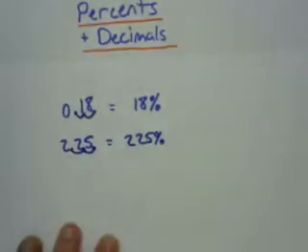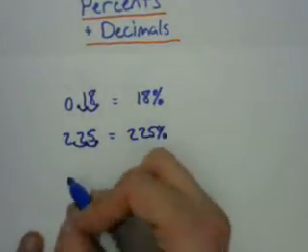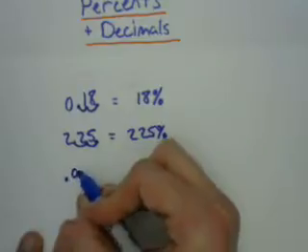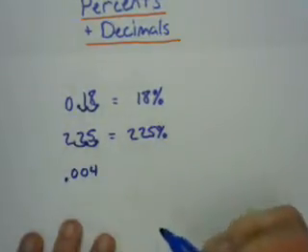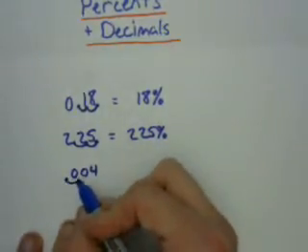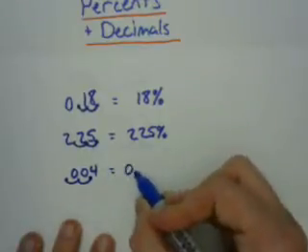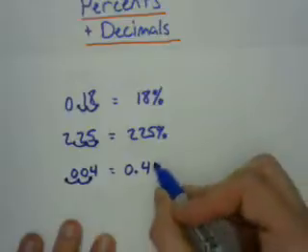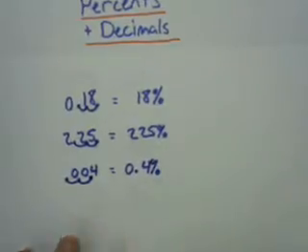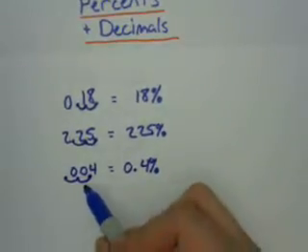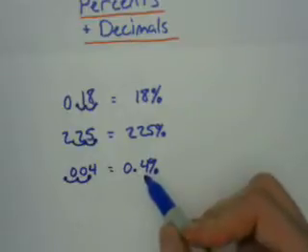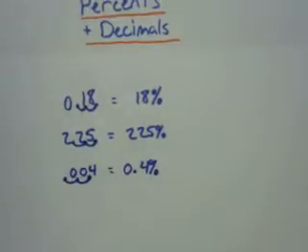Seeing the pattern? Good. Now here, let's try something we haven't seen before yet. 0.004. I take the decimal, move it 2 to the right. I technically have 0.4%. Just because it isn't a whole number doesn't mean it's wrong. You just leave it like it is.